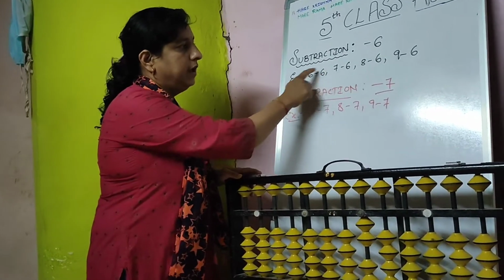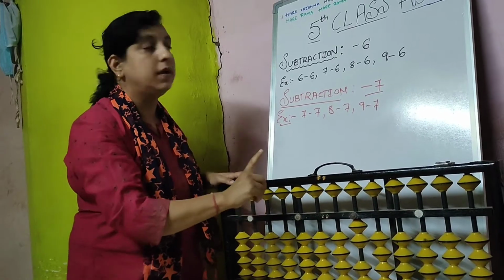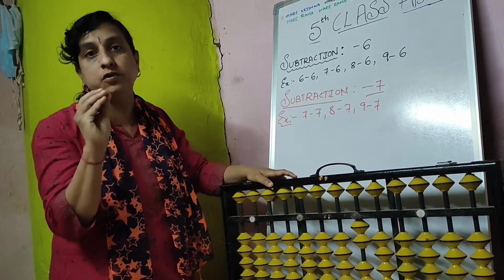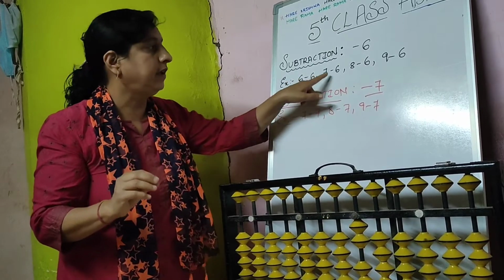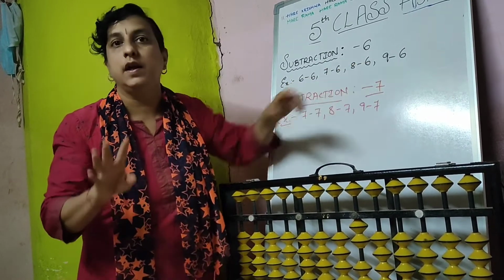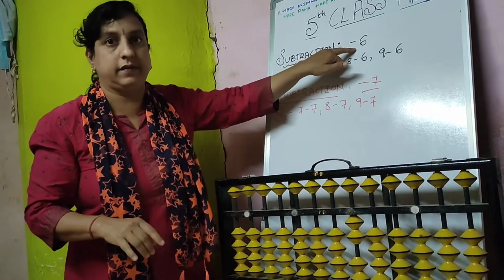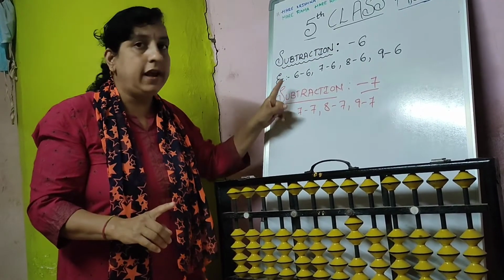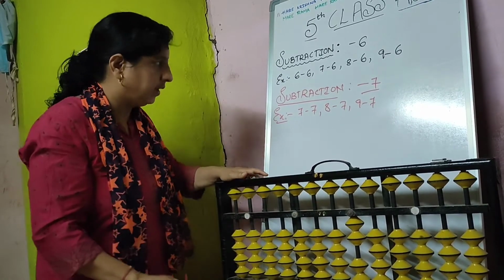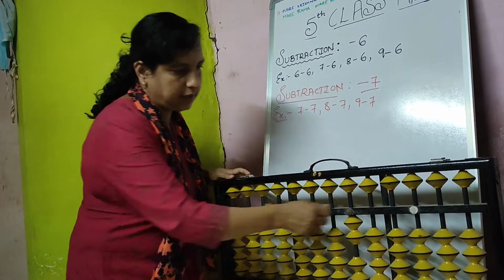This is the example. This you have to practice, 6 minus 6 five times. First example. Then second example, I have given here, 1, 2, 3, 4. There are 4 examples for minus 6. That you have to practice. Every example you have to practice 5 times. Okay, so next one.